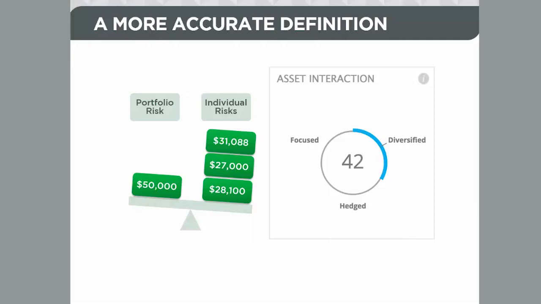So in this example, let's say I have 3 asset classes, and the sum of individual risks is $86,000, but my portfolio risk is only $50,000. It means that $36,000 get diversified away, right? So we have a way now to objectively measure how much risk get diversified away by comparing the portfolio risk with the sum of the individual risks. And in this case, we got 42%.